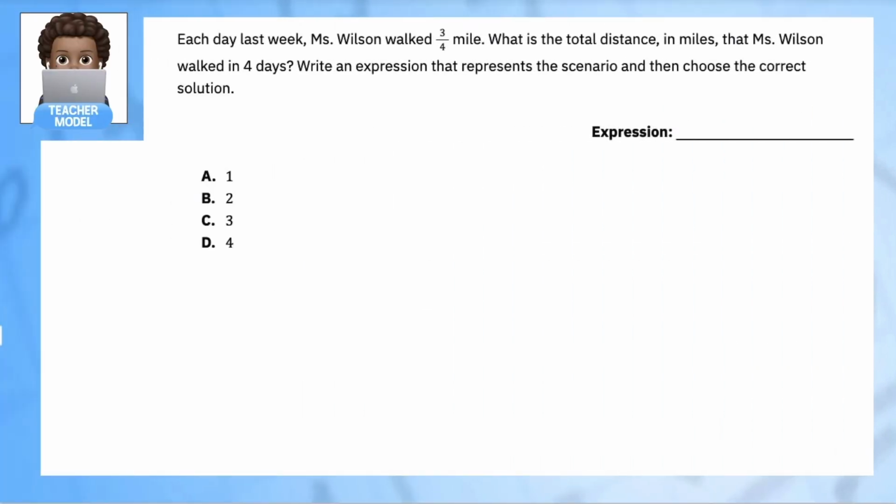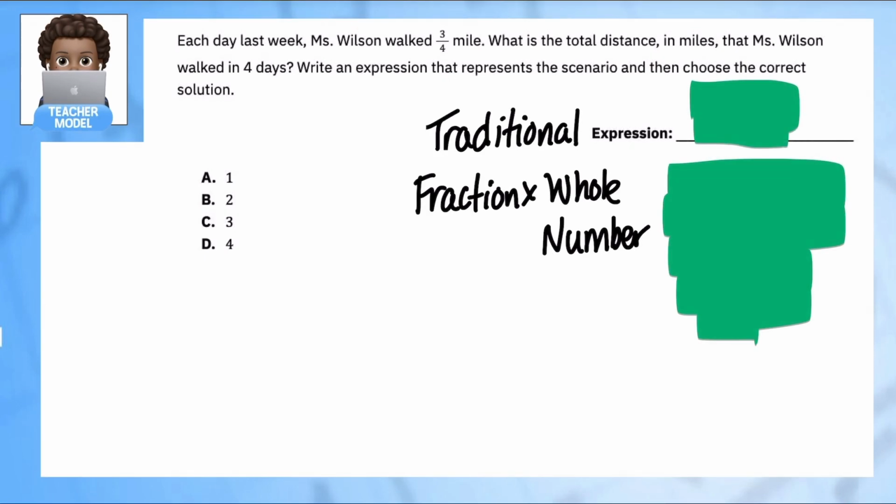All right, let's go into our guided practice. This is the one you're going to try on your own. You'll hit pause and solve it, and then I'll reveal the answer for it. There are 2 different ways we can solve this, so I'm actually going to show both. Each day last week, Miss Wilson walked 3/4 of a mile. What is the total distance in miles that Miss Wilson walked in 4 days? Write an expression that represents the scenario and then choose the correct solution. Okay, so hit pause and solve this for yourself. All right, let's do the reveal.